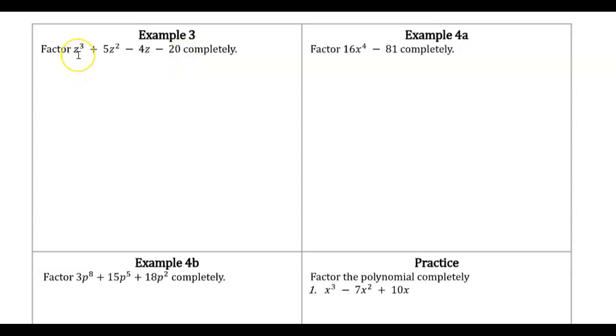Now notice it has 4 terms. z cubed is a term, 5z squared is a term, minus 4z is a term, and minus 20 is a term. So it has 4 terms. What that tells me to do is something called factor by grouping. There's several ways to do this. Personally, I like to do it using the box method. So when there's 4 terms, I just immediately go to factor by grouping.